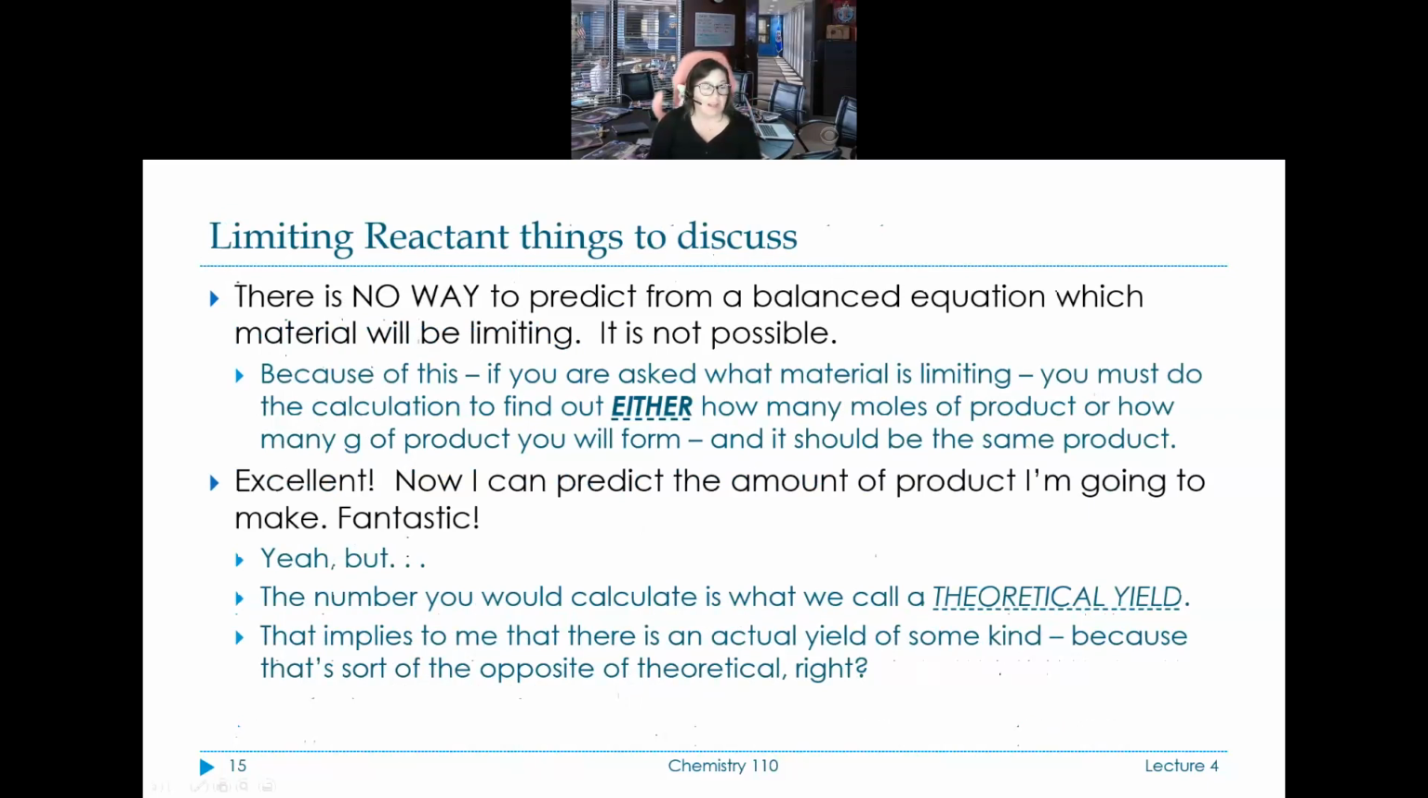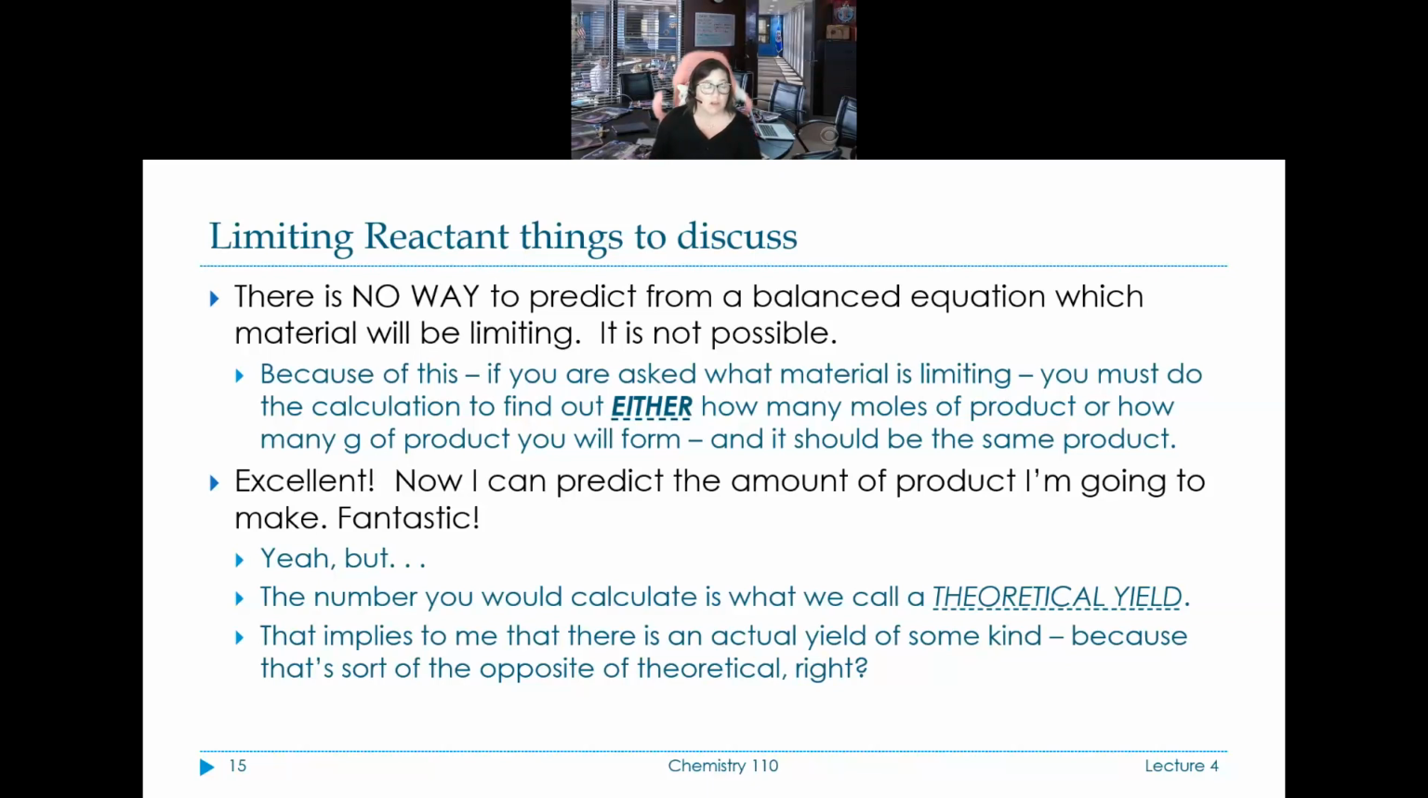Now, a note for you. There is no way to predict from a balanced equation which material will be limiting. It is not possible. Okay, you can try it all you want, but it isn't going to work. Because of this, if you're asked what material is limiting, you must do the calculation and find out either how many moles of product or how many grams of product you will form. And it should be the same product.